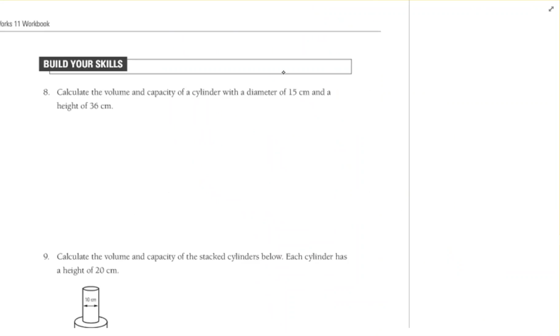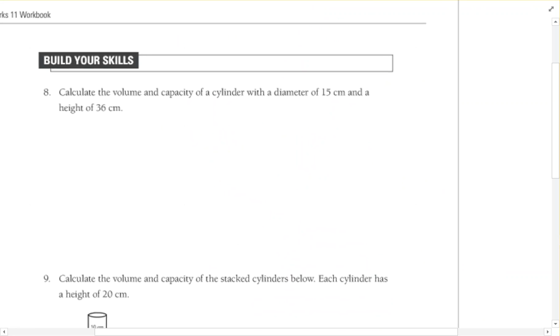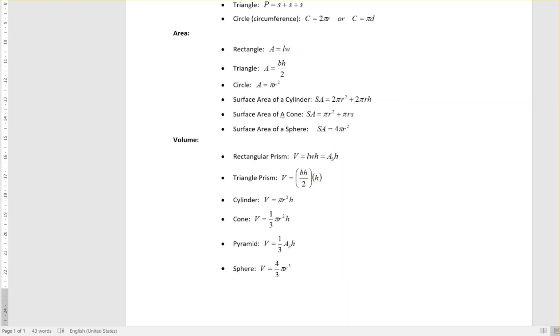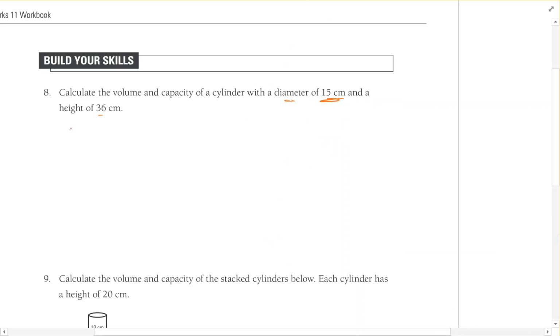It says calculate the volume and capacity of a cylinder with a diameter of 15 centimeters, and diameter is a key word there, and a height of 36. So let's go back to our formula sheet. Volume of a cylinder is V equals pi r squared times h. So I'm going to write that down. V equals pi r squared times h. Okay, so diameter is equal to 15.